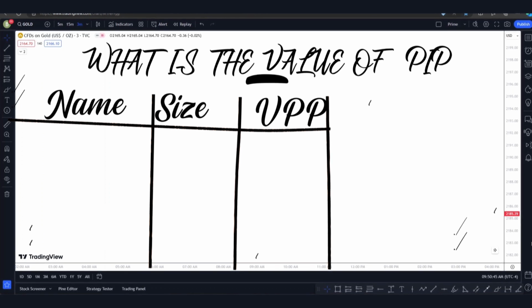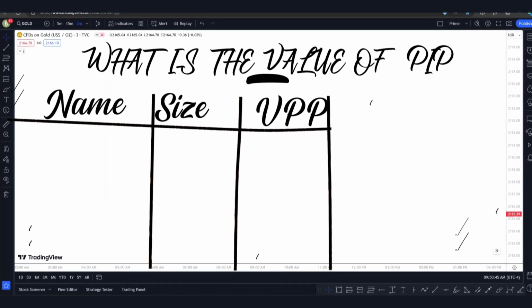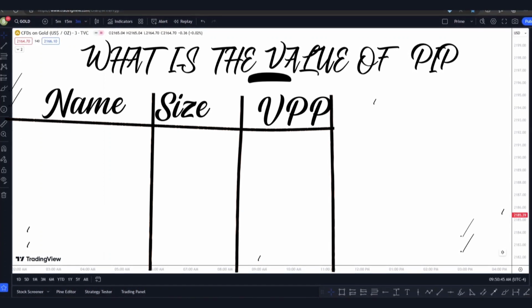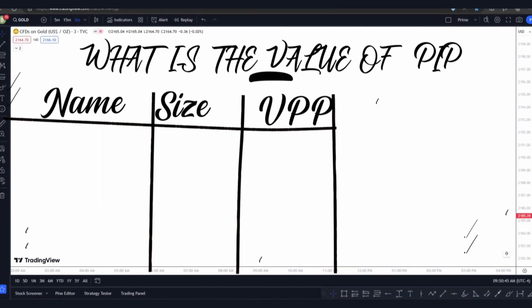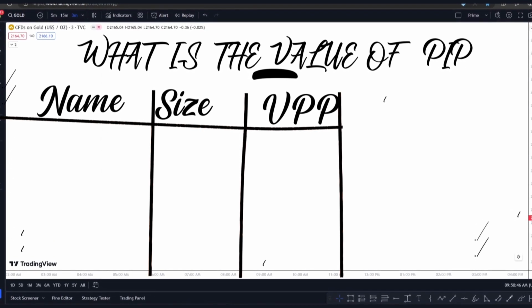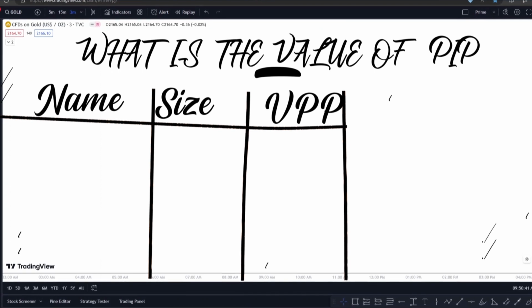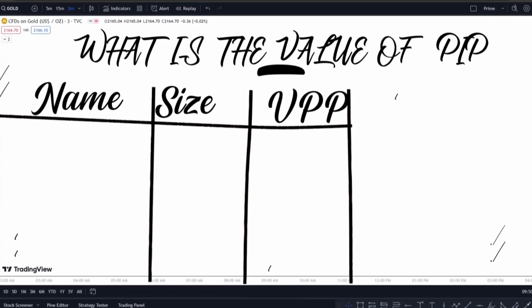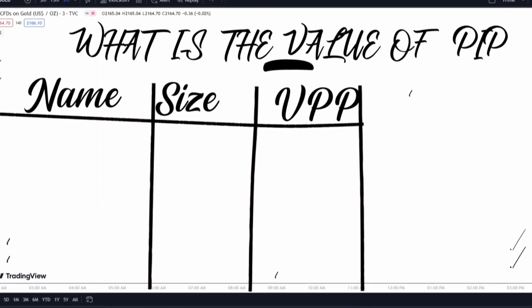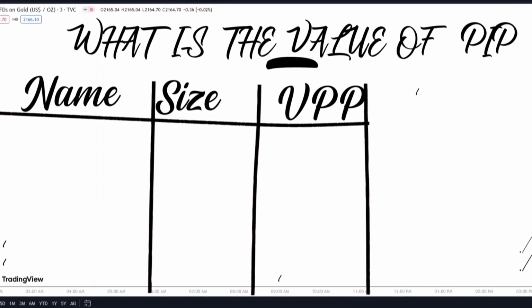So we have the name of whatever units or lot size you're trading. We have the size also, and we have the value per pip here. Now guys, take note. Every currency pair that ends in USD is going to be for this particular example. Other currencies are going to vary, but not by much. So this example is just to generalize the understanding of the actual value of a pip.